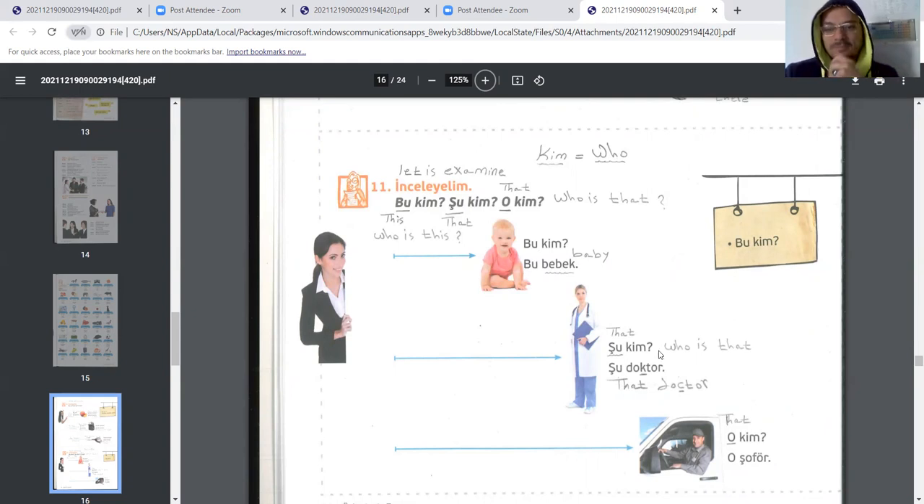Şu kim? Who is she? She is a doctor. Or that, a doctor. Şu, that means that. Bu, that means this. And o, that means that, but too far. O kim? O şoför, driver.